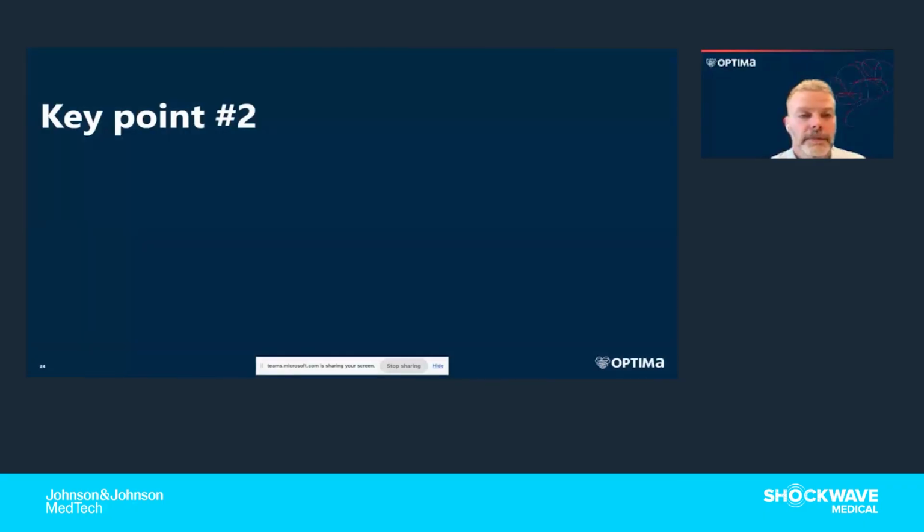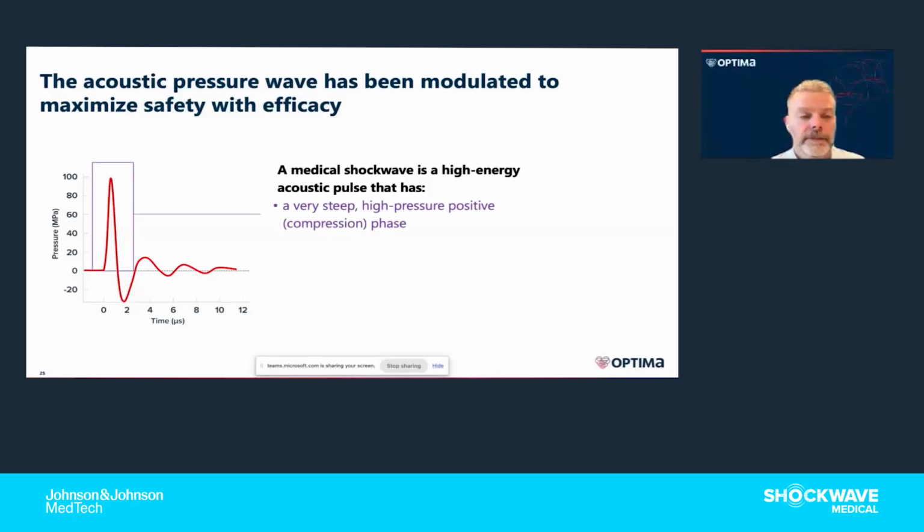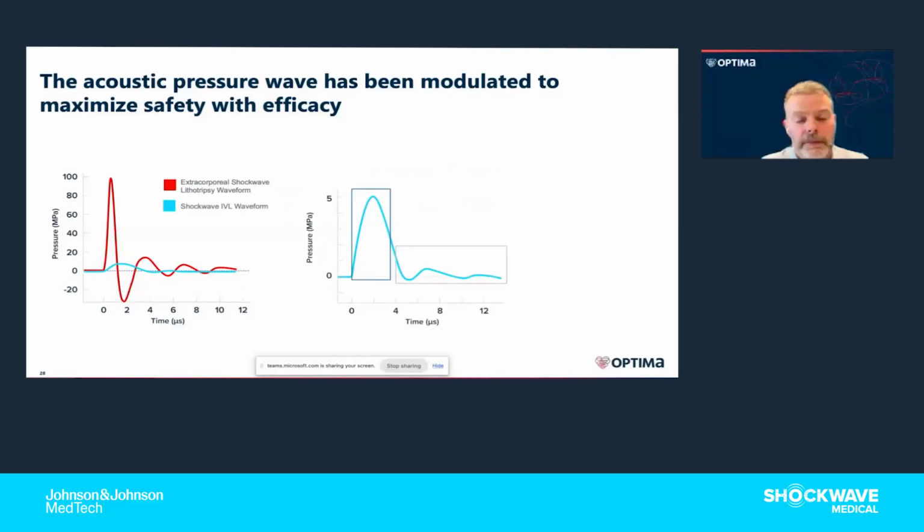So the second key point: the acoustic pressure waveform has been modulated to maximize safety with efficacy. And this shockwave, this medical shockwave, is a high energy acoustic pulse and has this very steep, high pressure pulse compression phase. And you can see this is up to 100 megapascals, but also critically this negative pressure or tensile phase. This is actually the extracorporeal lithotripsy waveform that we see here. And in that case, the shockwave waveform has been significantly modified.